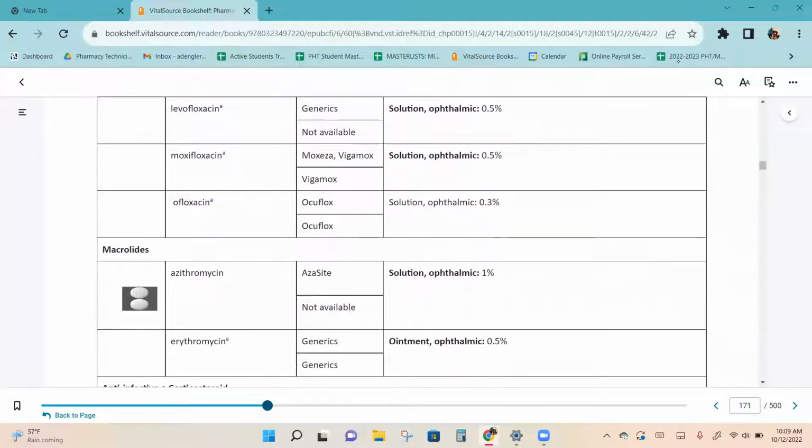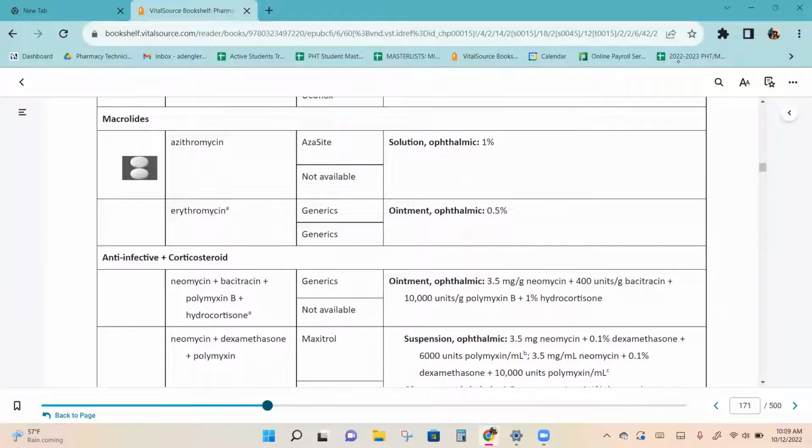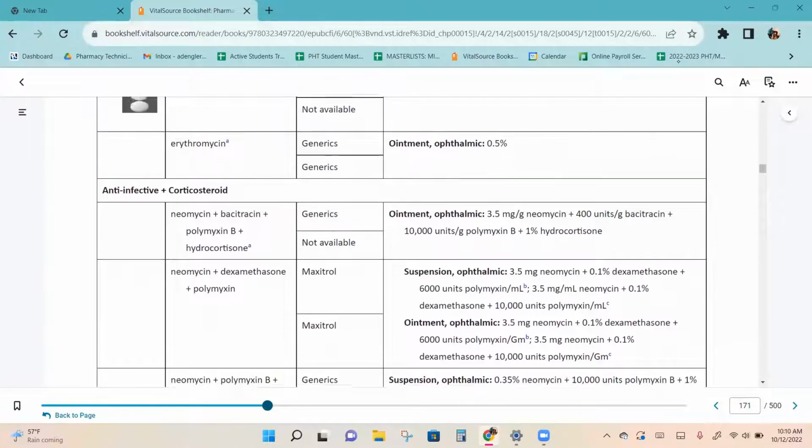Same with ofloxacin. Macrolides, we have azithromycin, the eye drop, which is AzaSite. So this is the same medication that's in a Z-Pack, but it's just formulated for the eye in an eye drop. Erythromycin, we have an ointment.